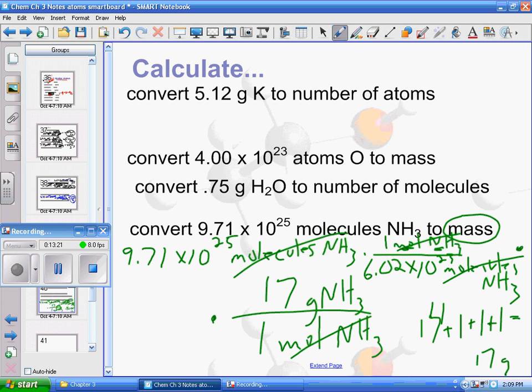So on my calculator, I will take 9.71 exponent 25 divided by 6.02 exponent 23. Hit equals. Leave the number there. Don't touch it. Then multiply by 17. Hit equals, and you end up with 2,742 grams of NH3.